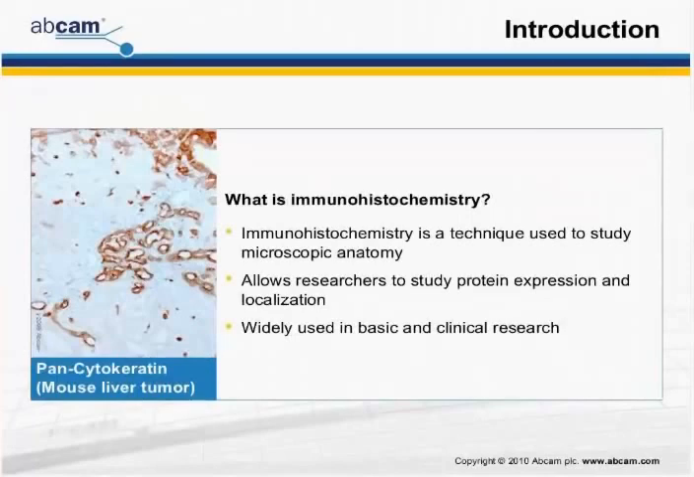So first off, what is immunohistochemistry? Well, immunohistochemistry is a technique used to study microscopic anatomy. Tissues are sliced into very thin sections and then mounted to a slide. They can then be observed under the microscope. Here we're looking on the left at a mouse liver tumor with pan-cytokeratin staining in brown. As you can see, it is a very distinct stain, localized to the area of protein expression. So this technique allows researchers to study protein expression and localization, and is widely used in basic and clinical research.